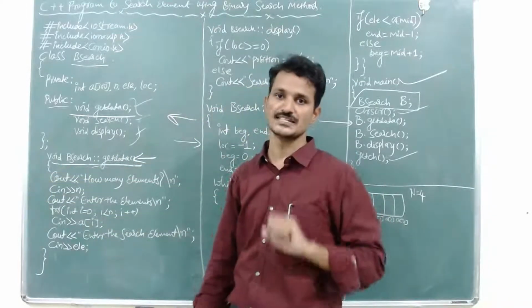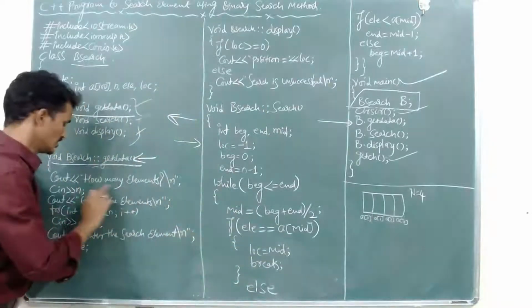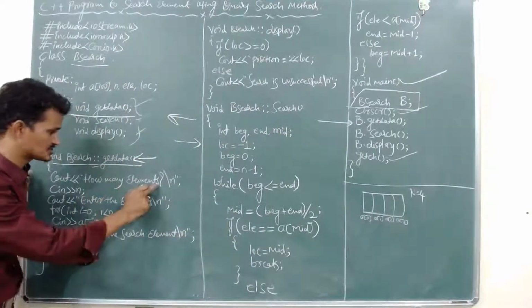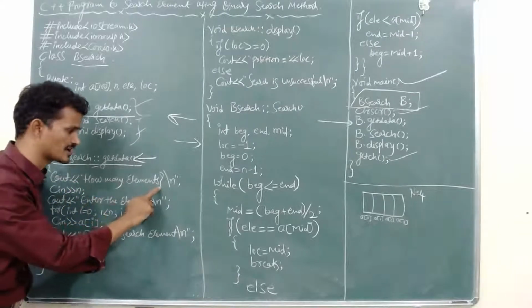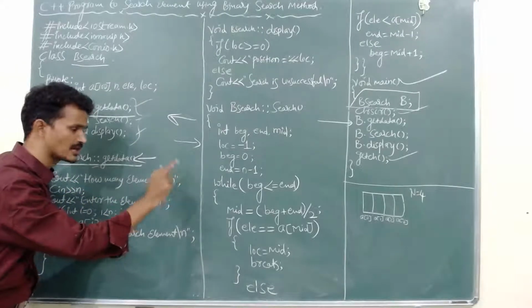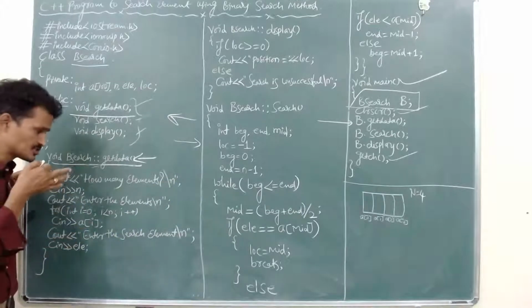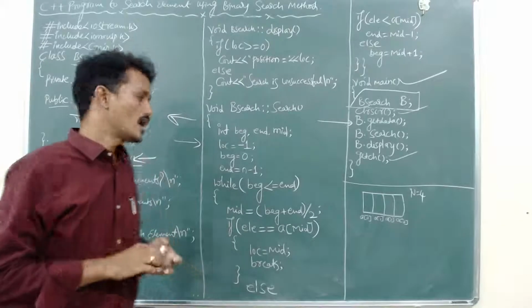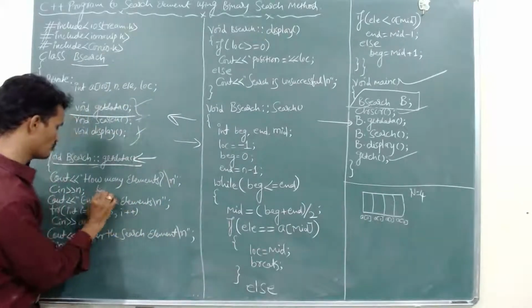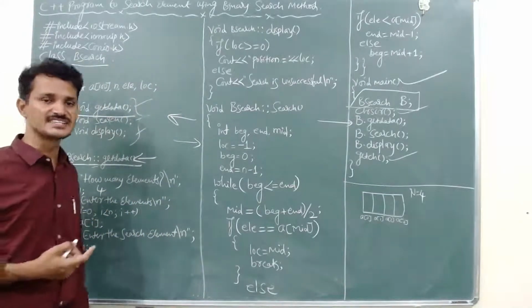Next line, I am using a cout statement. cout, string insertion, double quotation start, How many elements? question mark, a backslash and double quotation close, semicolon. This statement is asking me to enter how many elements you would like to insert. I am going to insert a 4. I am going to give the value as 4.